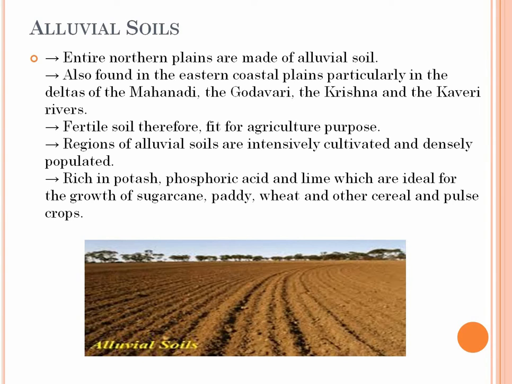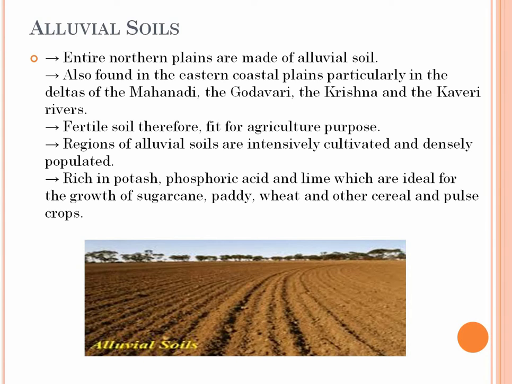And next, it is fit for agriculture purpose. Regions of alluvial soils are intensely cultivated and densely populated. Where the production is more, the population is more there. In the northern plains, a river flows, which is good for agriculture. The people are more in the villages and cultivating. On the other side, industries also need river water, so many industries flourish there and people work there. So the population is more on the river side, the alluvial soil side.